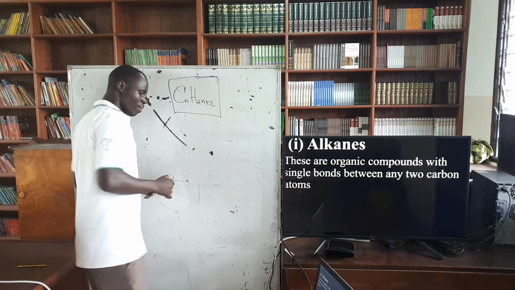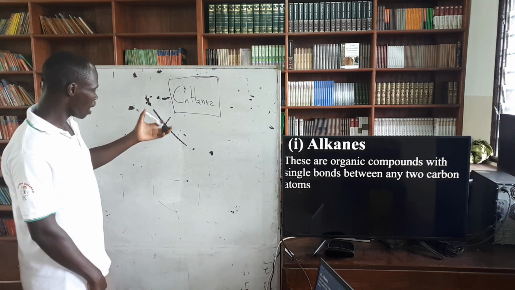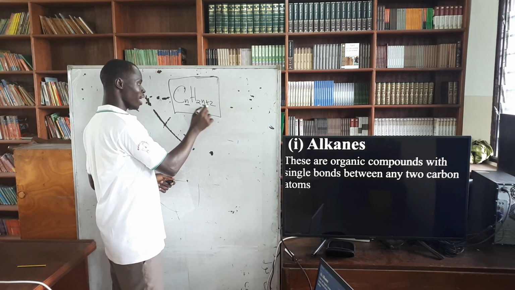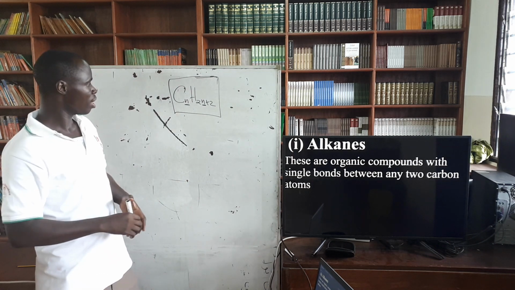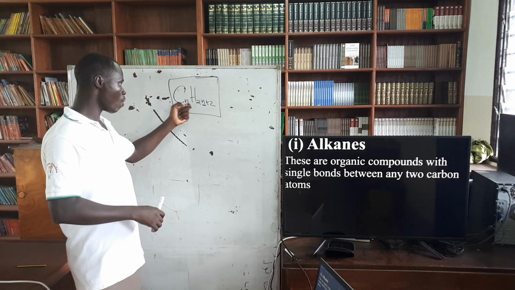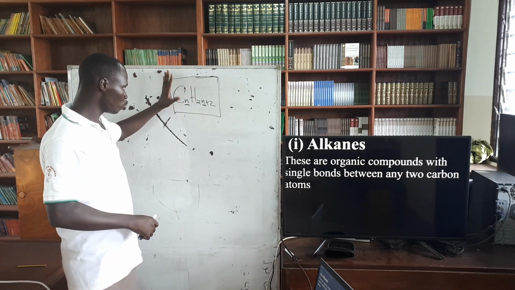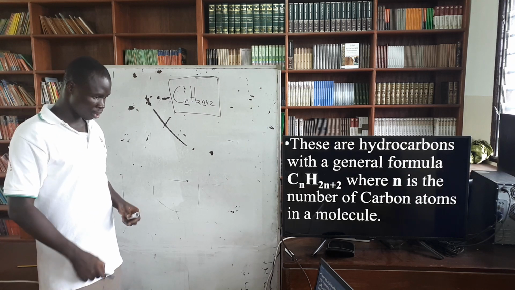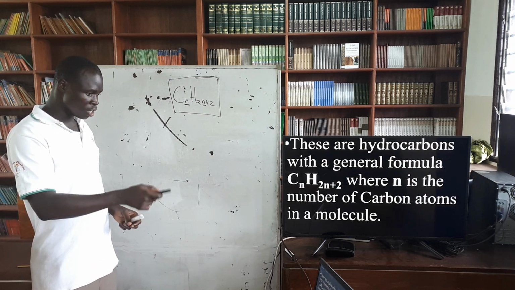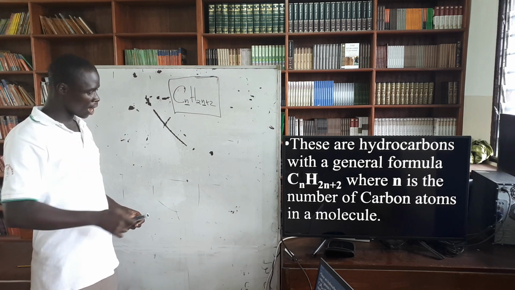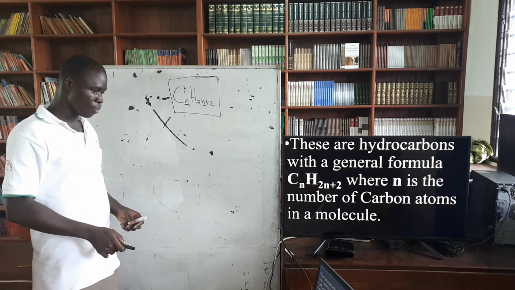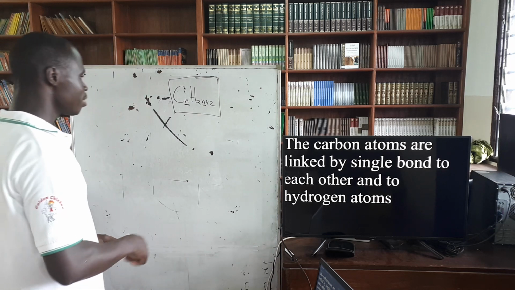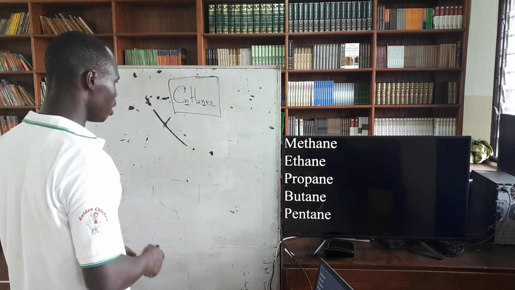So all elements that have this formula, whereby n stands for the number of carbon atoms in a given hydrocarbon. The number of carbon atoms, and I'm going to show you how to use this formula here. Now, these are the hydrocarbons with general formula CnH2n+2, where n is the number of carbon atoms in a molecule.